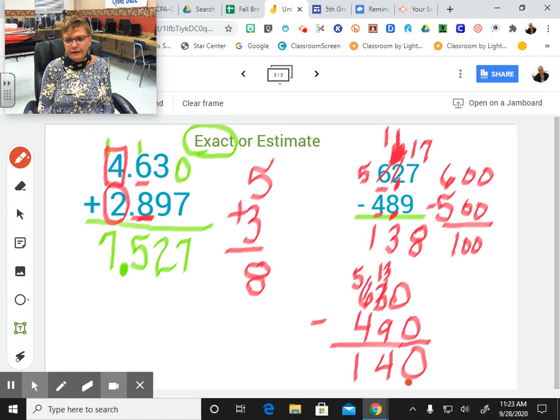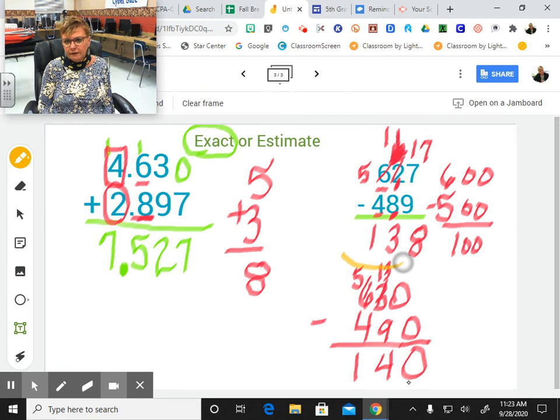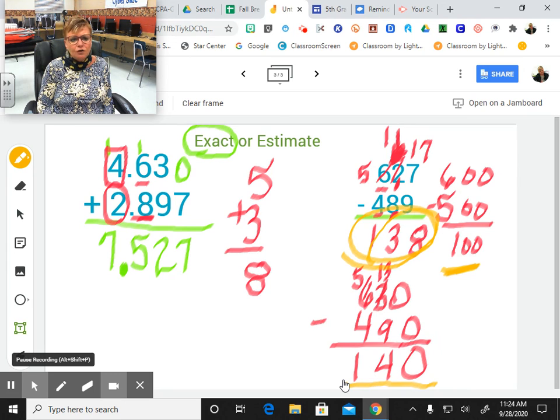So look, my real answer, my exact real answer is 138. That's exactly how big it is. But it's close to 100. And if you want to get even closer, it's even closer to 140 because we're going by tens place. So exact and estimate. Sometimes you need to know exactly how big something is. Sometimes you can just estimate. It's a good way of checking yourself.